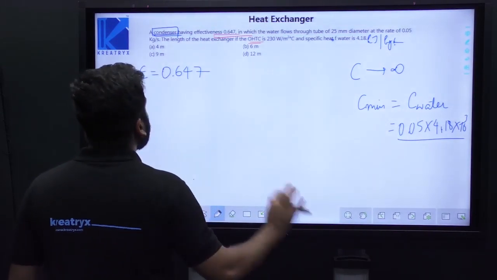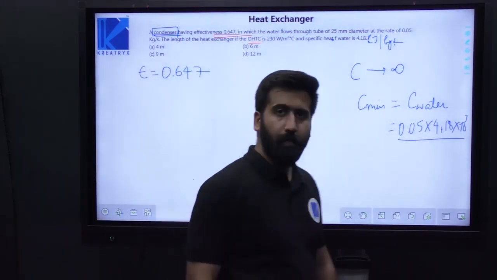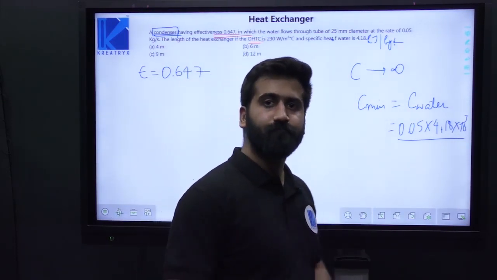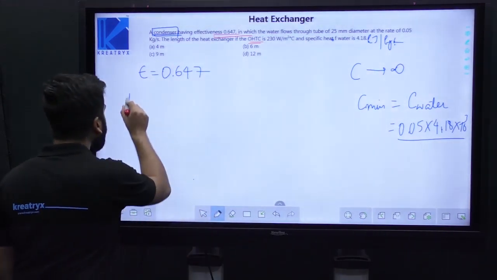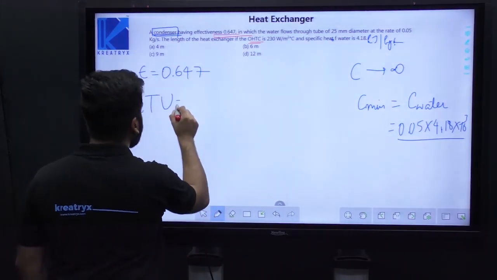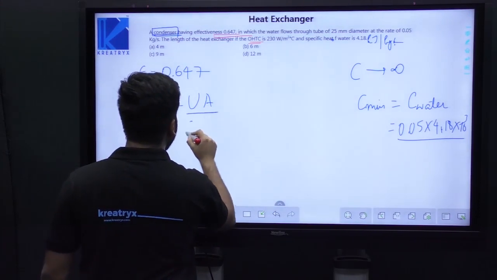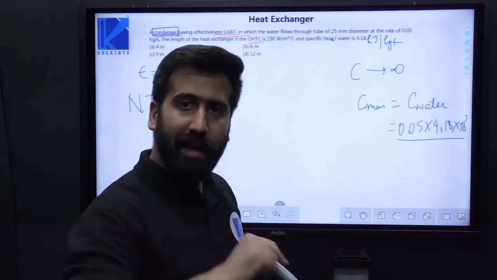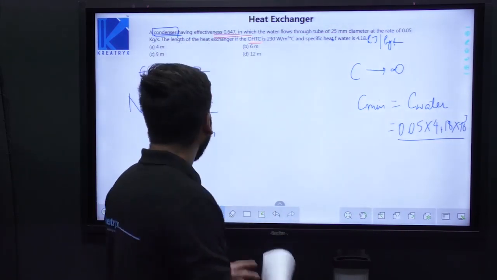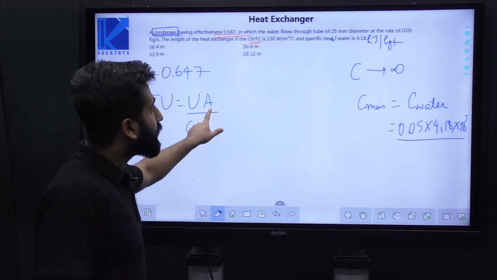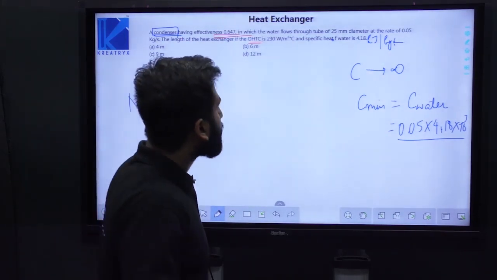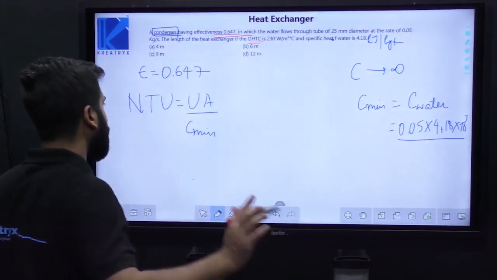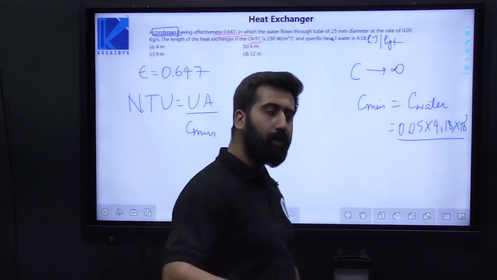Now you have to find the length of the heat exchanger. In which formula does the length of the heat exchanger come? NTU. NTU is equal to UA by C minimum. Area is the term where L comes, that is pi DL. So if I get NTU, I will get area, and I have the diameter, so I will get length. The process is clear, but how can I get NTU?